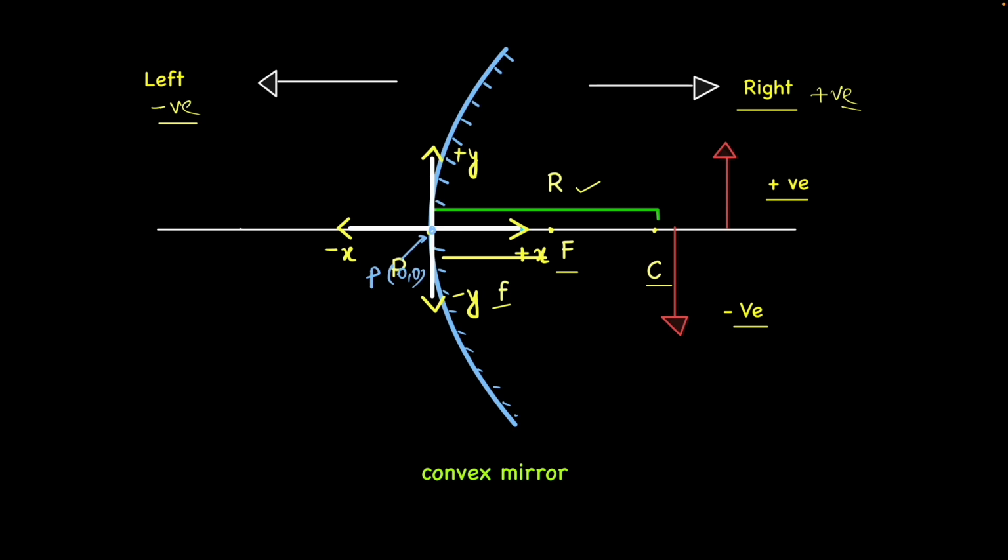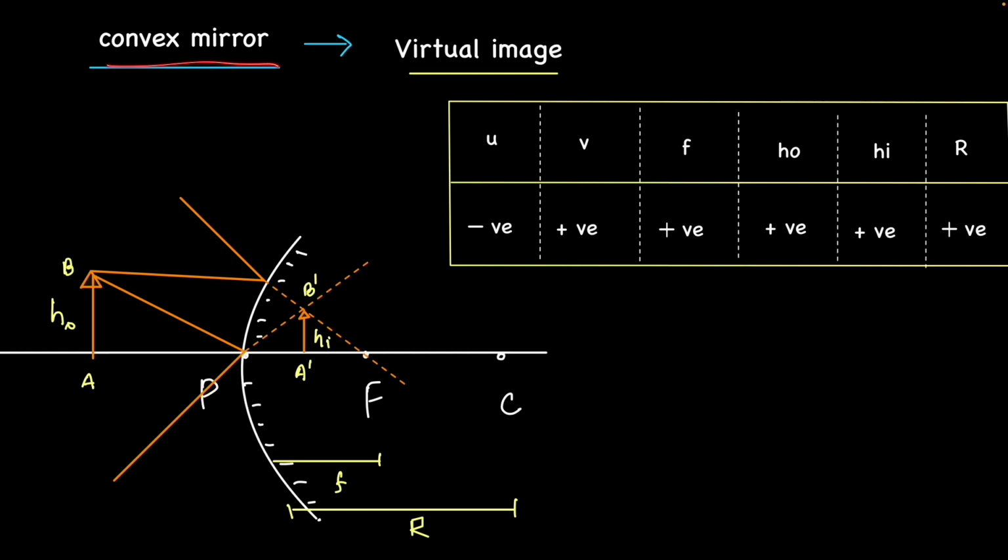So let's take an example for better understanding. We know that in the convex mirror, the image is always virtual and erect. In a convex mirror, we have no real image. Here is a ray diagram of an object which lies between infinity and the pole. According to this ray diagram, the image is diminished, virtual and erect, and it forms between P and F. If the height of the object is AB and A'B' is the height of the image, P to F is the focal length and P to C is the radius of curvature. So let's understand the sign convention in this case.